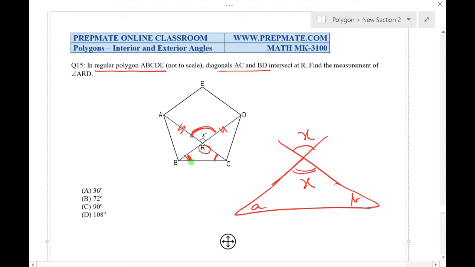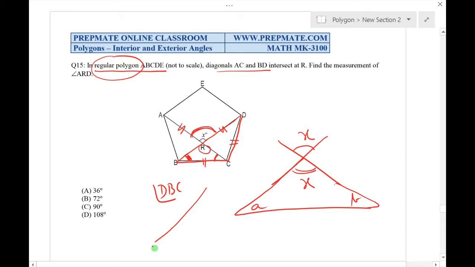Now, I want to find out this angle first, which is angle DBC. Angle DBC is a part of this triangle. Can you see this? It's part of the triangle DBC. And in that triangle, we know that this is a regular polygon. Therefore, this side should be equal to this side. Do you agree with that? So I'm trying to draw the triangle separately. These two sides are equal. Therefore, what kind of triangle is that? It's an isosceles triangle. Beautiful.